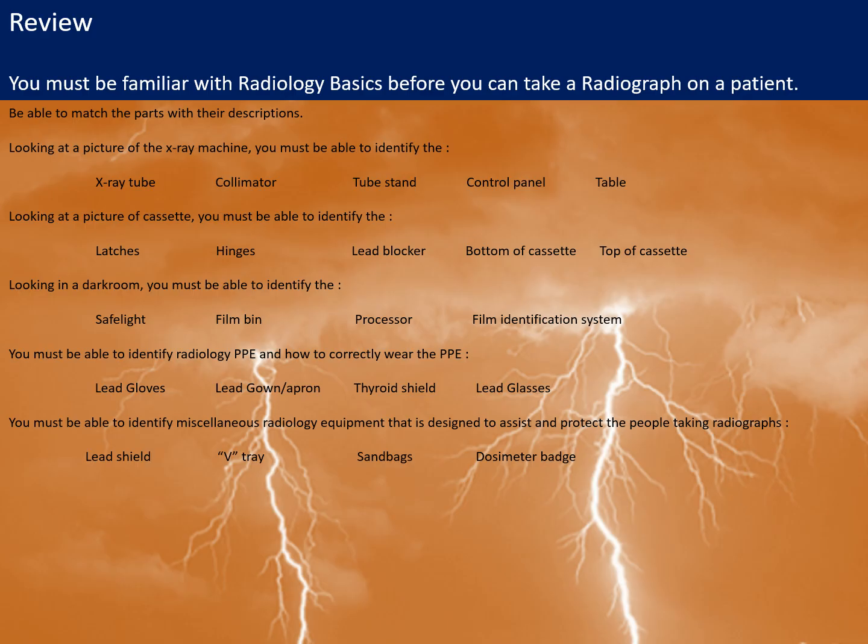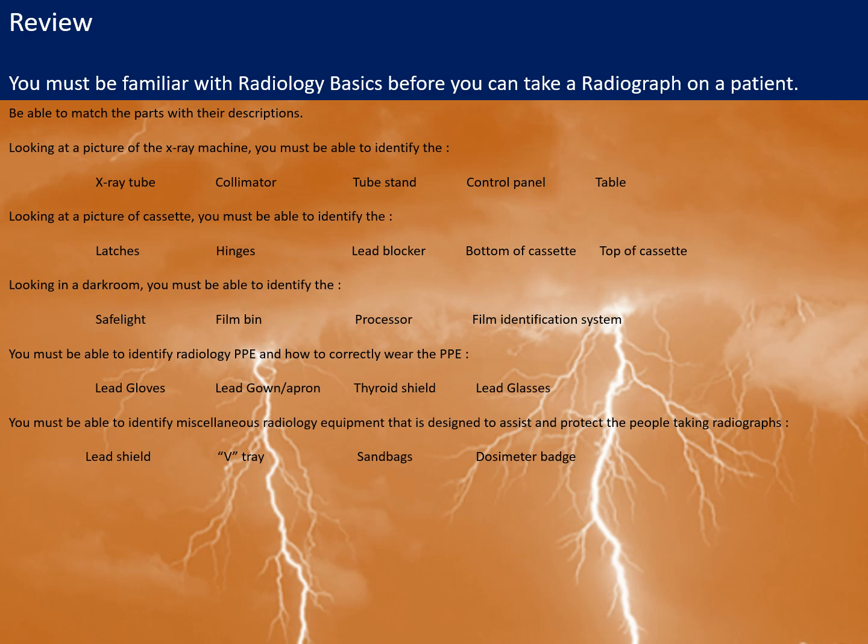Review. You must be familiar with radiology basics before you can take a radiograph on a patient. Be able to match the parts with their descriptions. Looking at a picture of the X-ray machine, you must be able to identify the X-ray tube, collimator, tube stand, control panel, and table. Looking at a picture of a cassette, you must be able to identify the latches, the hinges, the lead blocker, bottom of the cassette, top of the cassette. Looking in a darkroom, you must be able to identify the safe light, film bin, processor, film identification system.